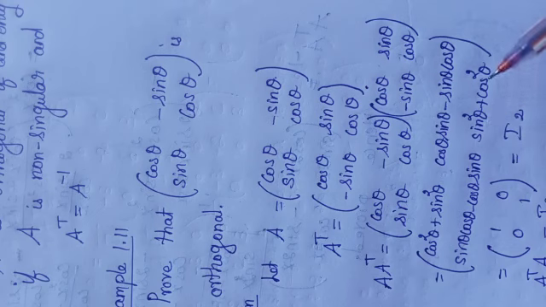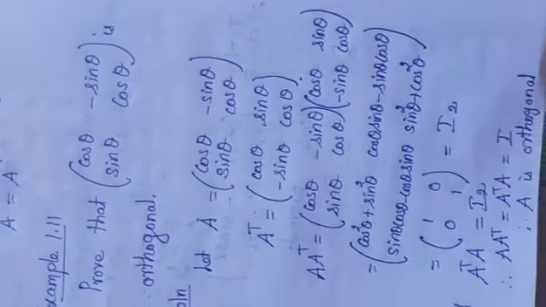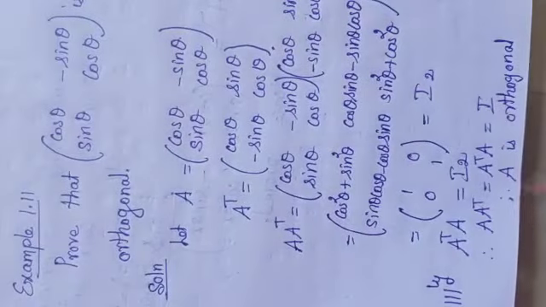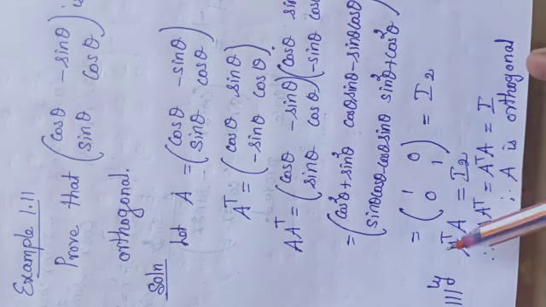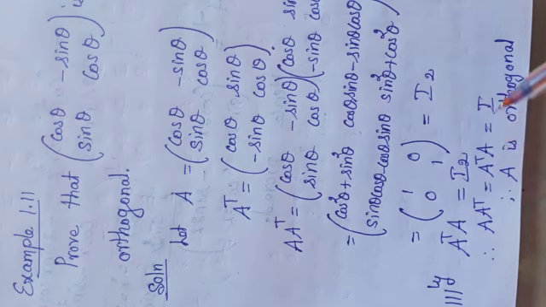Now sin theta cos theta minus cos theta sin theta, again 0. Again we have the identity sin square theta plus cos square theta. The value is equal to 1. We know that is the identity matrix. See, similarly, we can prove that A transpose into A is equal to I2. That's left for your work. Therefore, A into A transpose equal to A transpose into A is equal to I. Since we have got like this, we can say that A is orthogonal.